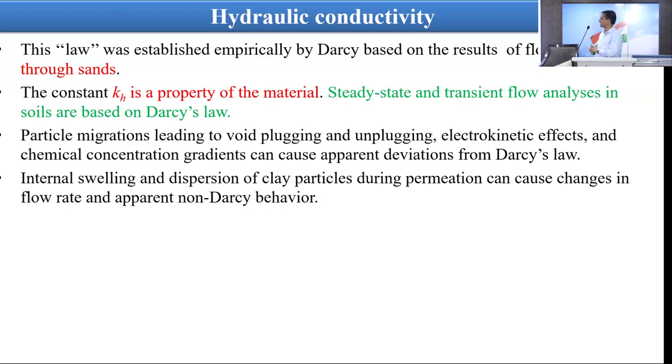Then electrokinetic effects, because electrokinetics is the next chapter Dr. Panda will talk about, and chemical concentration gradient. So these are not covered by this law. And another aspect, internal swelling and dispersion of clay particles can also change the flow. I'll quickly go through one or two examples.